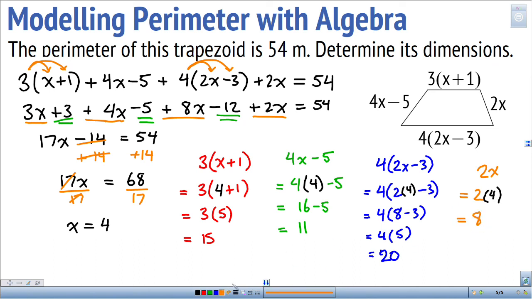All right, so each of these are in meters. I'm not going to change the color. It's a long question. So those are the dimensions of the trapezoid. Remember, we built an equation, solved it, and substituted in. That's how you do questions like these that are asking you to model perimeter with algebra. So best of luck.